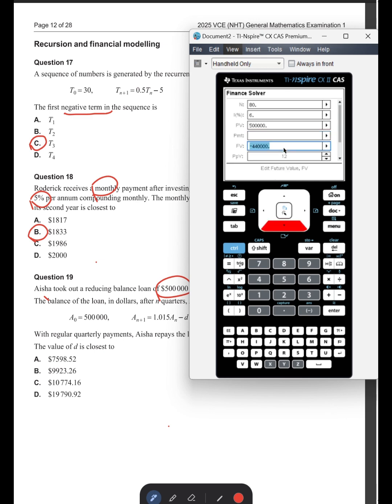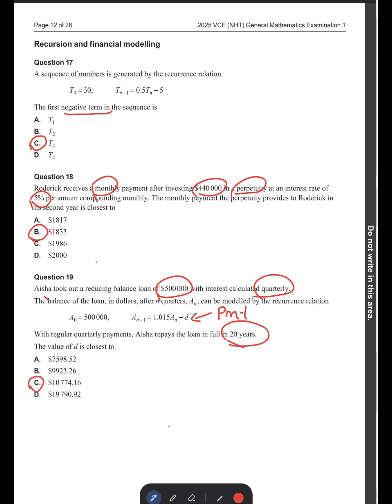I'm looking for my payment, and at the end of the loan, it's going to be 0. Don't forget to change PPY to 4, and then find the payment. So the payment is $10,774.16. So that's going to be C there.